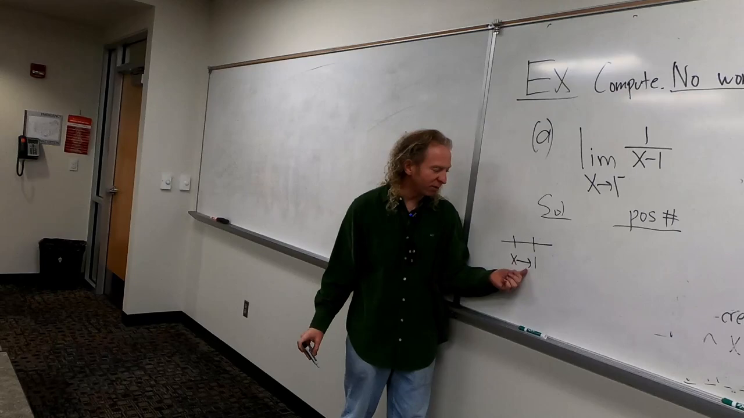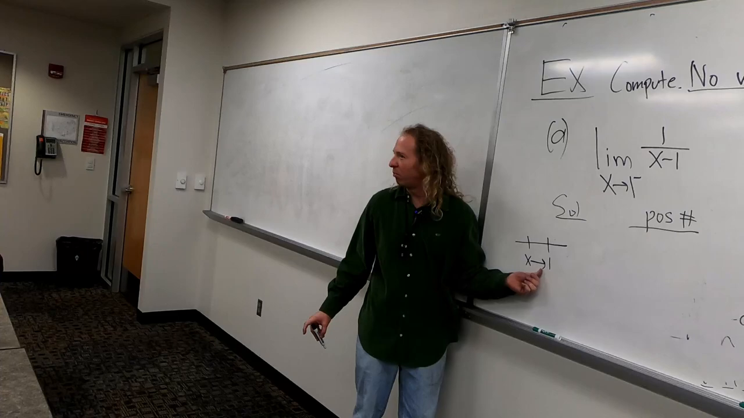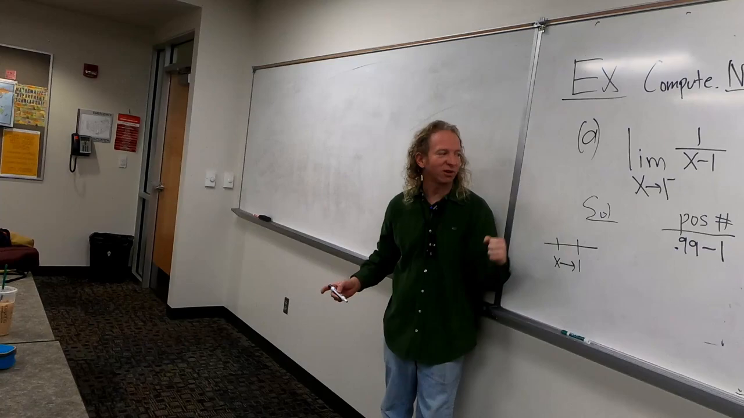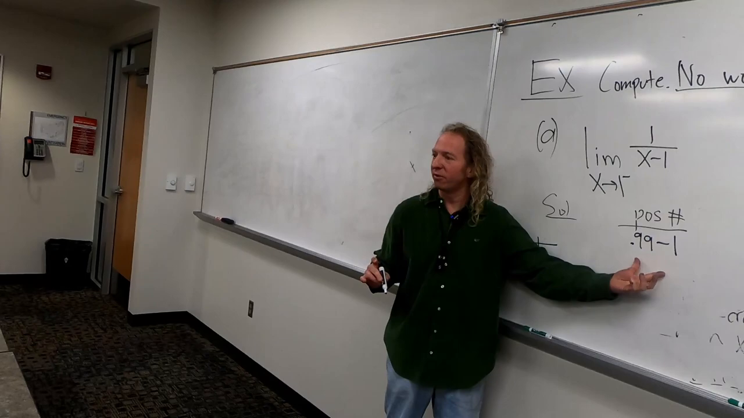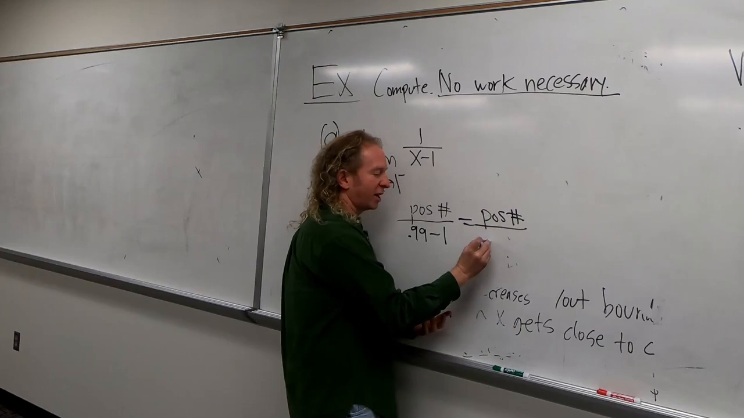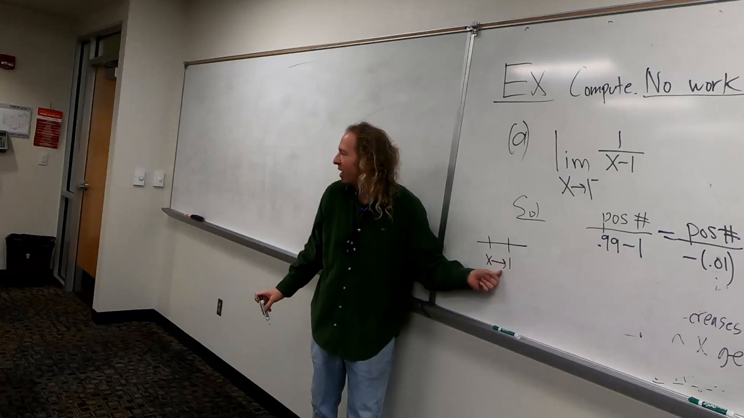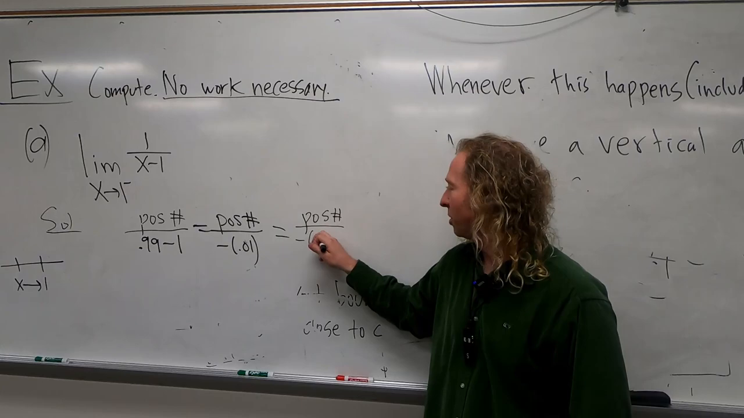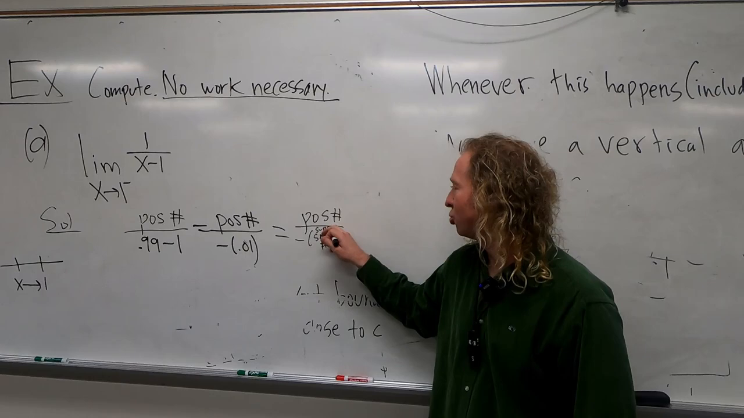I just like to plug in a number that's really close to 1, but smaller. Like 0.99, so 0.99 minus 1. We're just writing down our thoughts. You can do it in your head if you're feeling like a rock star, but I don't like doing stuff in my head. So the top is a positive number, over negative, and then it's 0.01. I just made up a number. You could use any number, 0.9999. So you have a positive number, a negative, and a super small number.